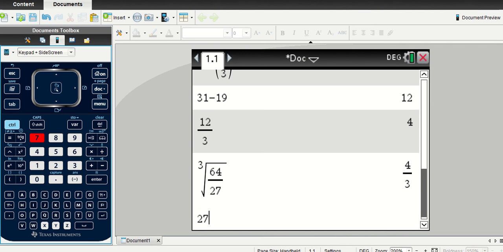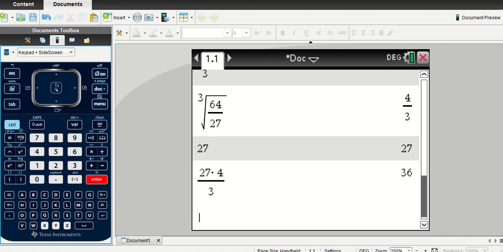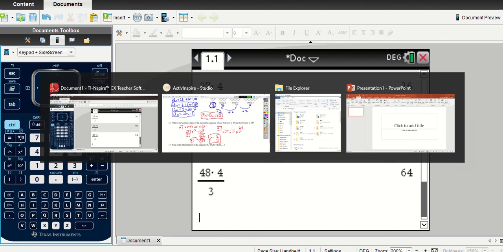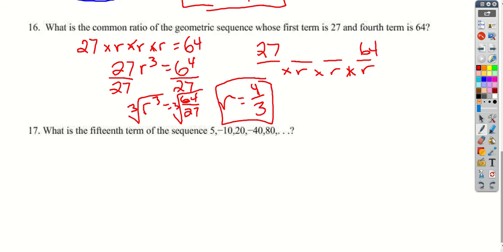So 27, right? And then we do times 4 over 3, and we can see 36. Okay, 27. Now we're going to do that number times 4 over 3, it's 48, and then times 4 over 3, there's our 64. So you can kind of see how that works. All right, last one of the day. What is the 15th term in the sequence? So we want to ask ourselves, are we adding or are we multiplying? And we can see that we are actually multiplying here to make this happen.